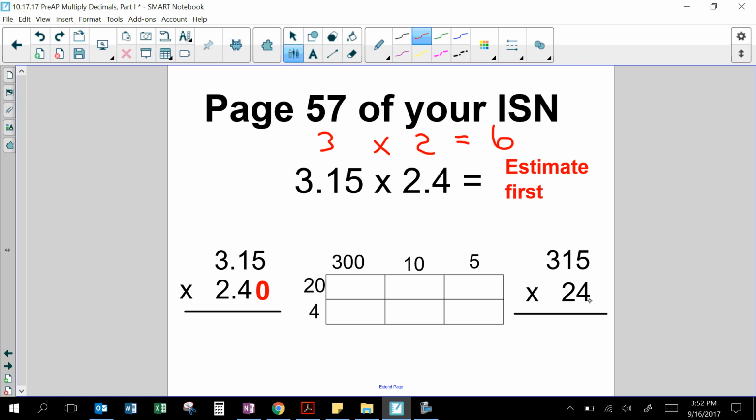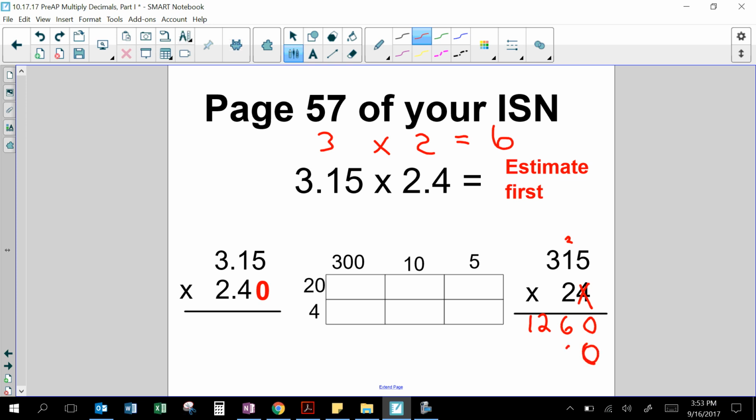I personally prefer this one or this one. 4 times 5 is 20, carry the 2. 4 times 1 is 4 plus 2 is 6. 4 times 3 is 12. I am done with this place value, so I put a 0 right here.